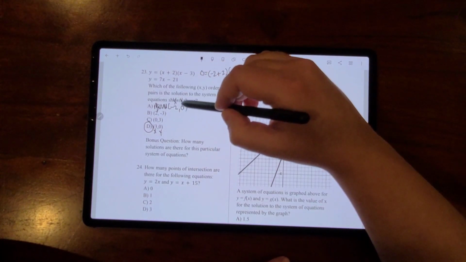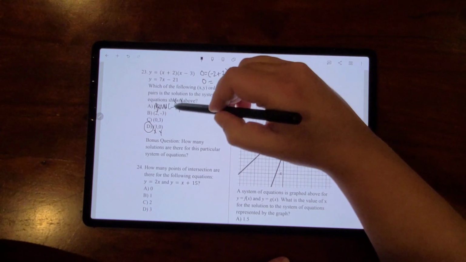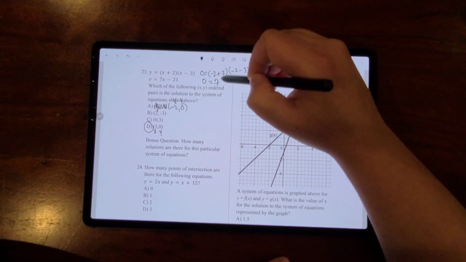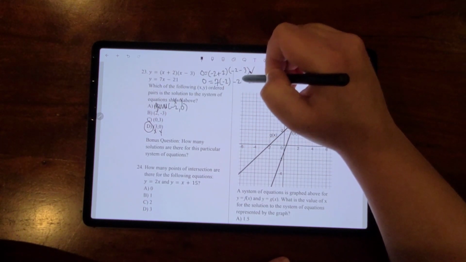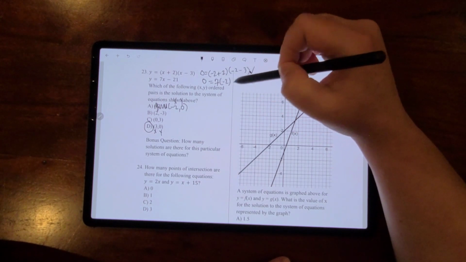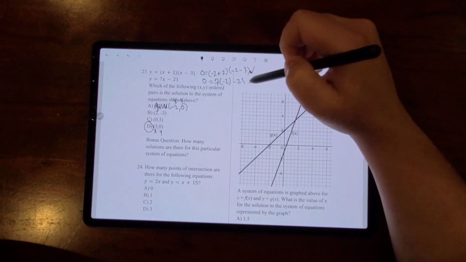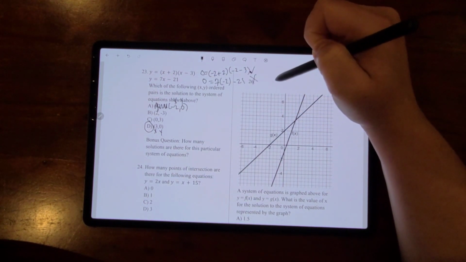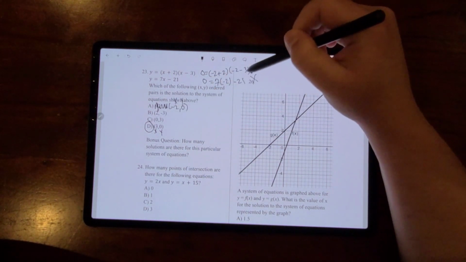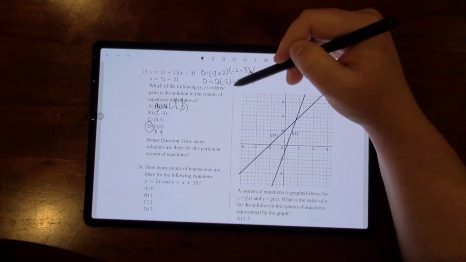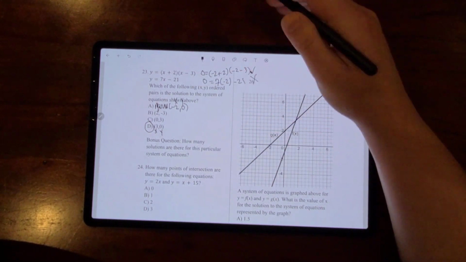So when you go and you put in 0 for y there and you put in -2 into the second equation for x, you're going to get 0 is equal to -14 minus 21. -14 minus 21 does not equal 0, so it does not work for that one. It can't just be a point that works for one of them. It has to work for the system. It has to be a point where the x and y work for both.